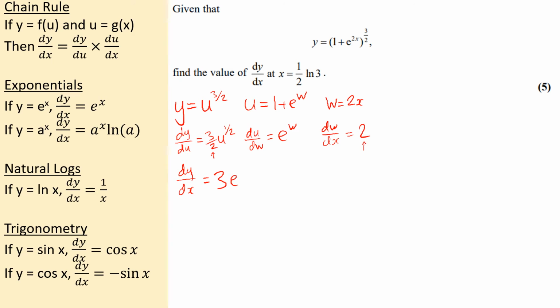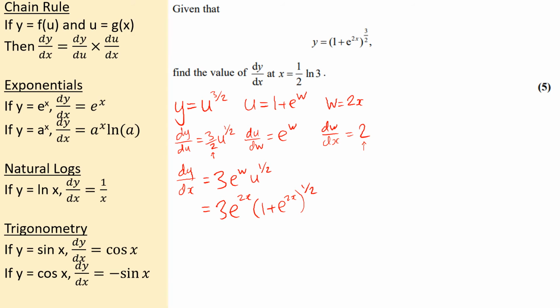We've got e to the w and we've got u to the half. So let's substitute it in. It needs to look like it's in terms of x. So we've got 3e to the 2x, and u is (1 plus e to the 2x) to the half. There we go. Not too bad.